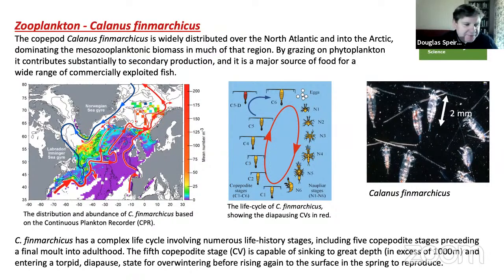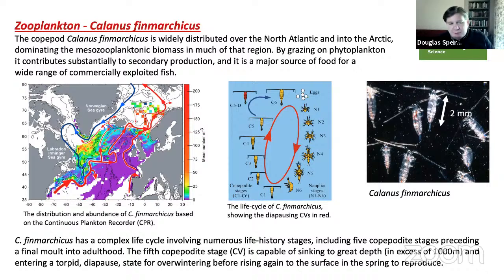So if you look at the figure on the left there, that's data from a device known as the continuous plankton recorder, which is something that's towed behind ships of opportunity at a depth of about 10 meters and is used to gain a picture of what's happening to plankton species in space and time. What we've got here is an aggregate of lots of data giving the mean number in the surface waters for adult Calanus finmarchicus. And you can see that it has an extremely wide distribution, a lot in the Labrador Sea, the Irminger Sea on the left there, extending right up into the Norwegian Sea and the North Sea indeed.